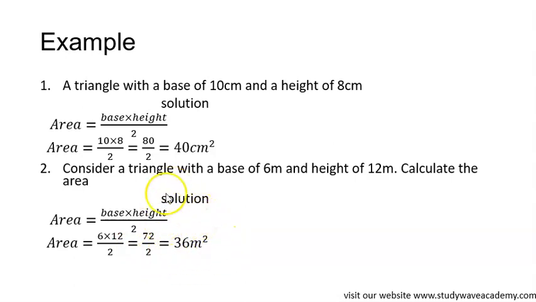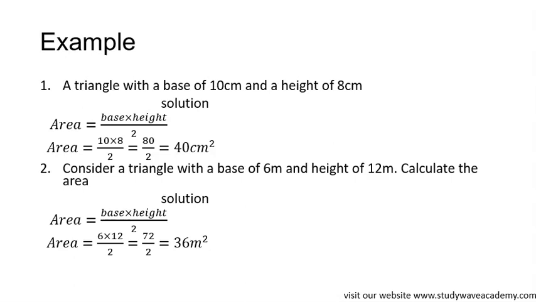Okay, so for a triangle where the base is 6 meters and the height is 12 meters, the area is 36 meters squared. Do we understand that? We are not confused. It's just for us to know the formulas and we are good to go. You can solve anything knowing the formula, okay?